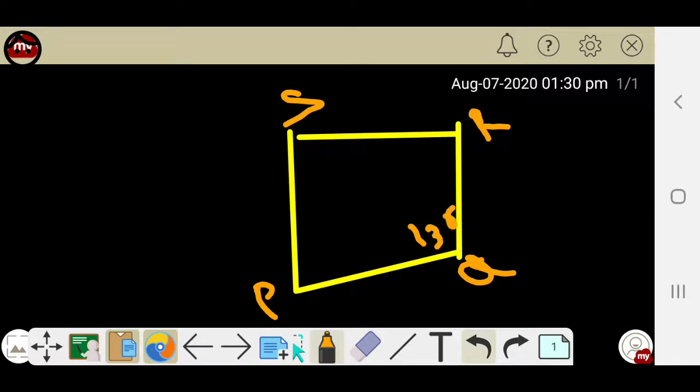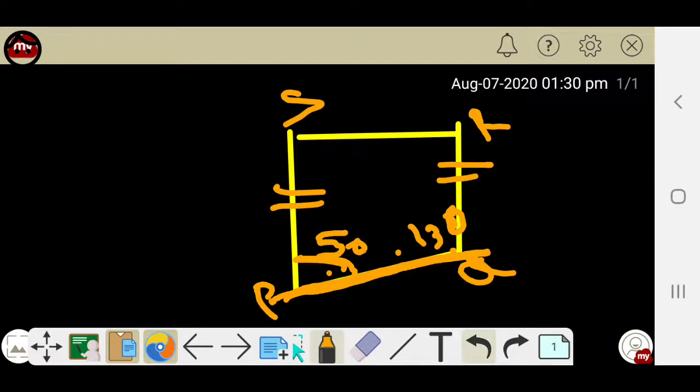Here, SP and RQ are parallel, which means PQ is its transversal. These two angles, 130 and this one, are co-interior angles. Co-interior angles are supplementary, which means these two angles sum to 180. This one is 130, so this one will be 50. 130 plus 50 equals 180.